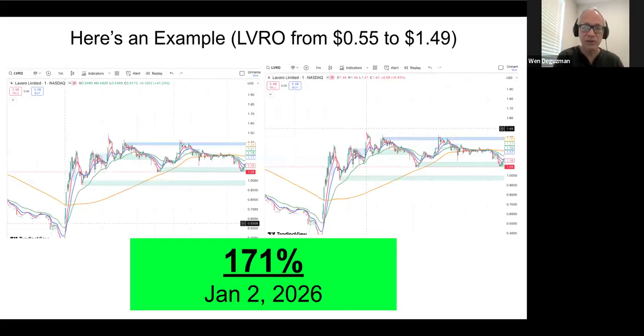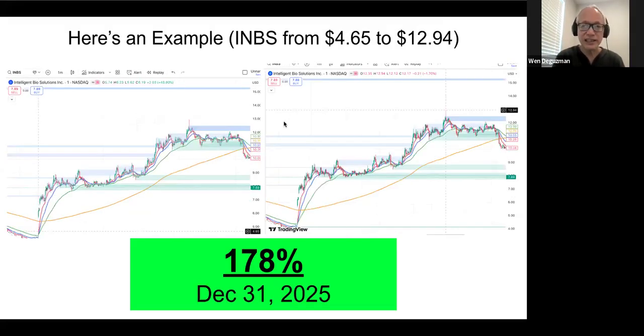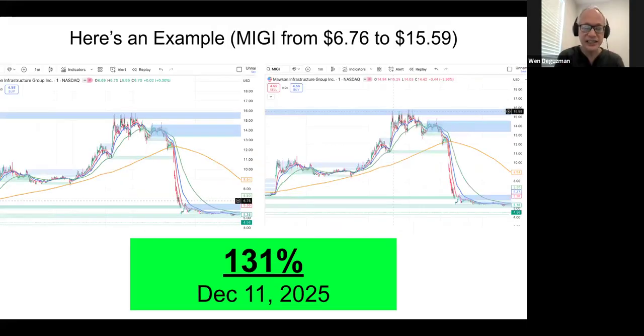All right. So here's an example. LVRO, it went from 55 cents to $1.49 in one day on January 2, 2026. It went up by 171%. Here's another one, INBS. It went up from $4.65 at the start of the market to $12.94. That's a 178% increase on December 31, 2025. And then here's the last example, MIGI. It went up from $6.76 per share to $15.59 per share, a 131% increase on December 11, 2025.